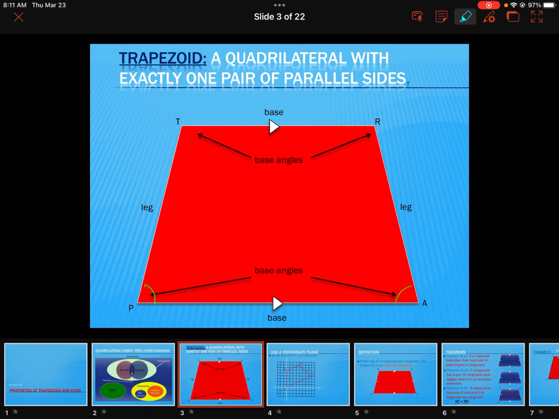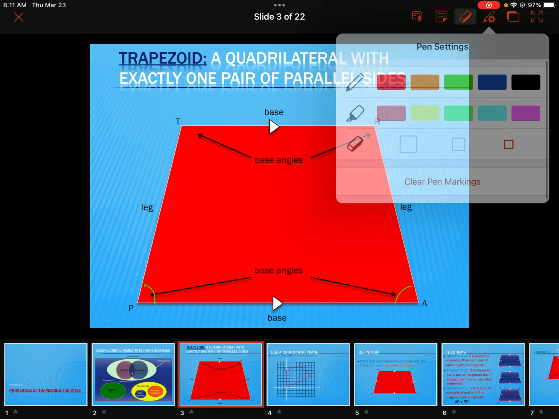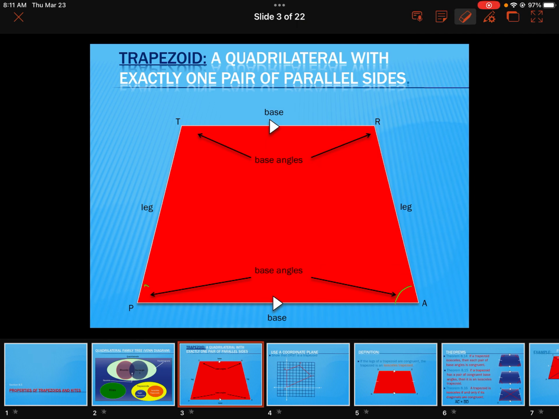Okay, so the definition of a standard trapezoid would just be a 4-sided figure, a quadrilateral, with exactly one pair of parallel sides. So in this particular case, the top and bottom are parallel, but the left side and the right side are not parallel. Those parallel sides are called the bases. The sides that aren't parallel, those are called the legs.